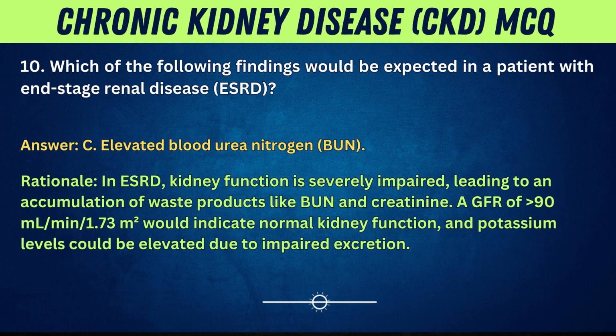Rationale: in ESRD, kidney function is severely impaired, leading to an accumulation of waste products like BUN and creatinine. A GFR of greater than 90 ml/min/1.73 m² would indicate normal kidney function, and potassium levels could be elevated due to impaired excretion.